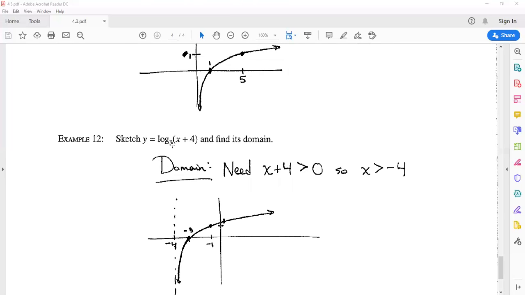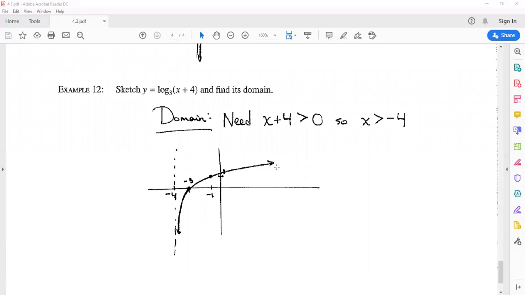And so let's see, what are a couple of points that are on this one? Well, if we put in x equals -3, we have -3 plus 4 is 1, and log base 3 of 1 is 0. So we can write here that (-3, 0) is on that graph. And if we put in x equals -1, we get -1 plus 4 is 3, and log base 3 of 3 is 1. So (-1, 1) is on that graph. And so I just put those 2 points along with the asymptote and just kind of filled in the rest by winging it.